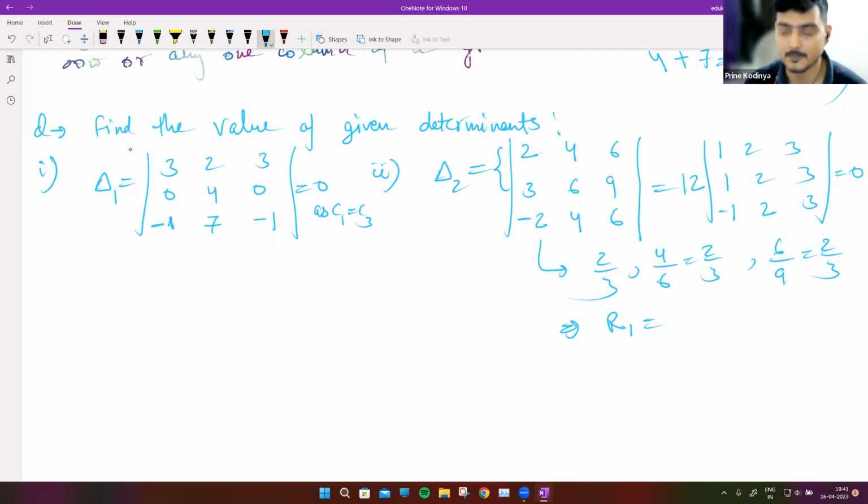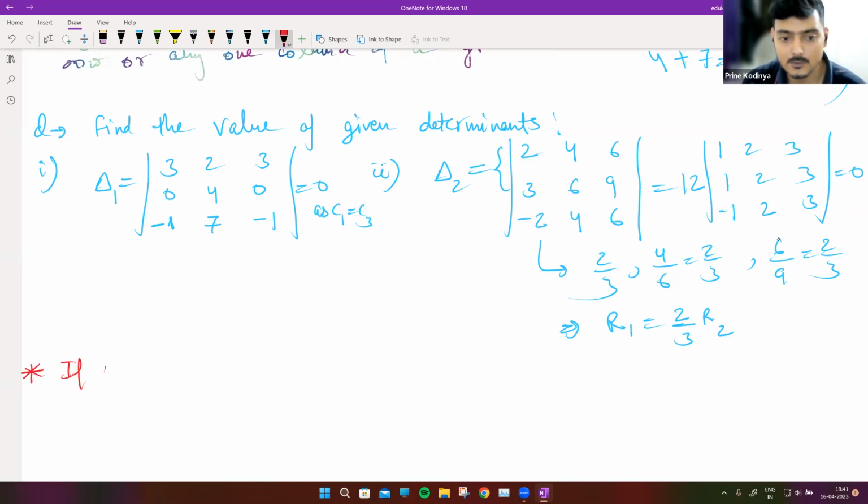You can get 2, 4, 6 using 3, 6, 9, right? How? R1 is equal to 2 by 3 of R2. And we can say that the R1 by R2 ratio is 2 by 3. So you can also say that the rule is this.